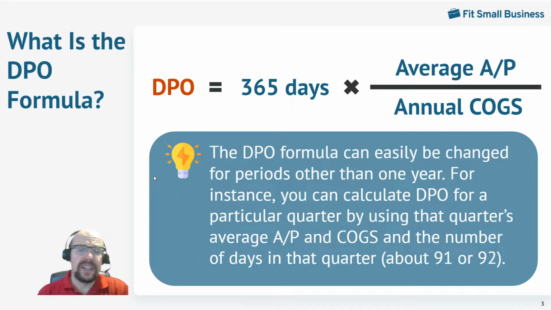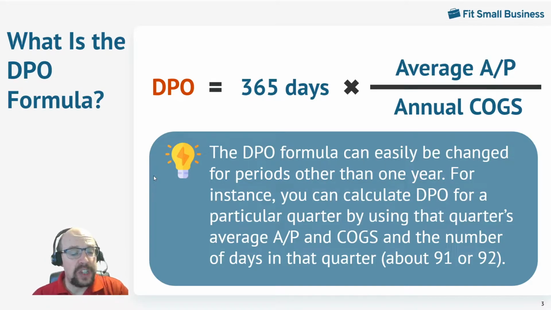So here's the formula written out. You can actually change this formula. One nice thing about this, I'm going to present the way it's generally calculated, but if you want to calculate it differently for your purposes, then go right ahead. This is just for your own knowledge. So this is how we calculate the days payable outstanding on an average basis: 365 days a year times your annual average accounts payable divided by your annual cost of goods sold.